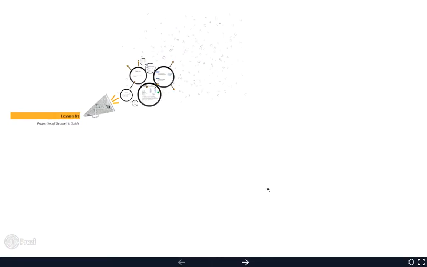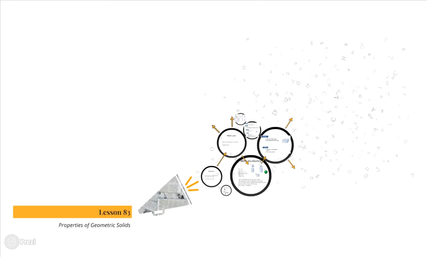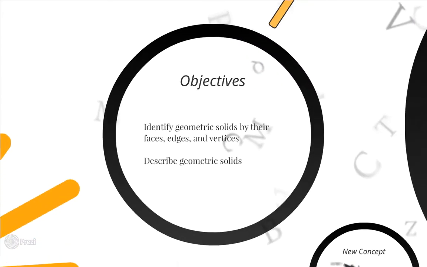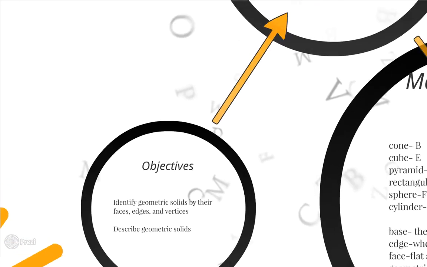We're on lesson 83, the properties of geometric solids. Whoa, we're going way too far. Okay, there you go. Lesson 83, properties of geometric solids. So, our objective for today is to identify geometric solids by their faces, edges, and vertices. And we're also going to be able to describe geometric solids after this session is done.